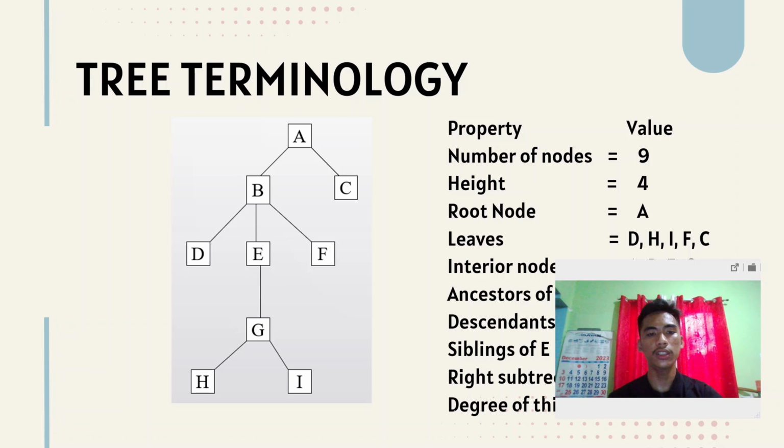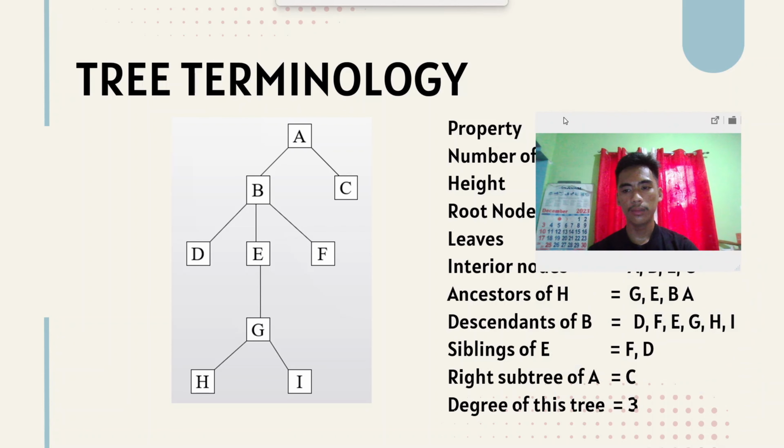The next is ancestors of H, and the values are G, E, B, and A. The ancestors of node H are G, E, B, and A. These are the nodes on the path from H to the root.